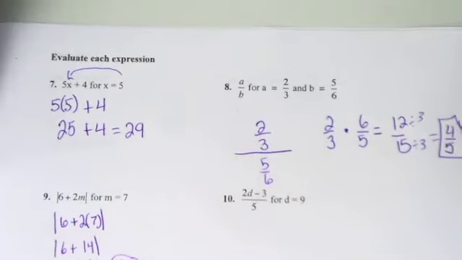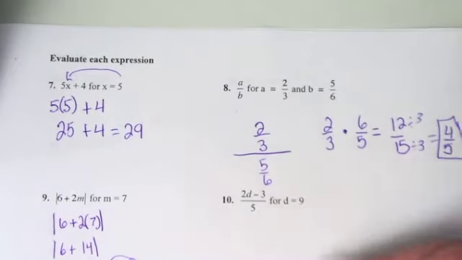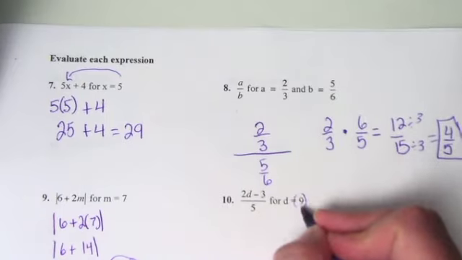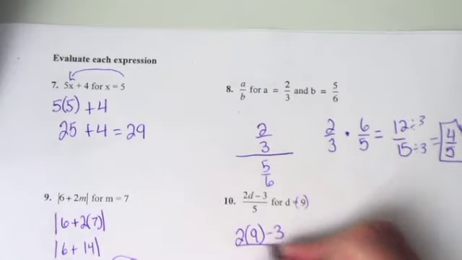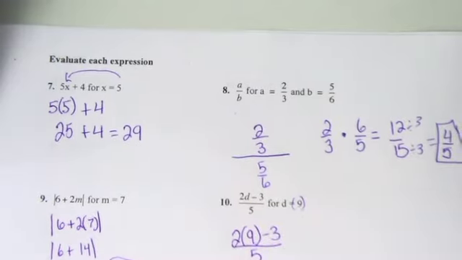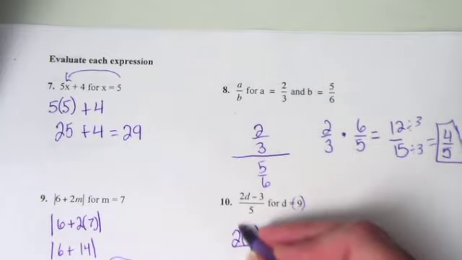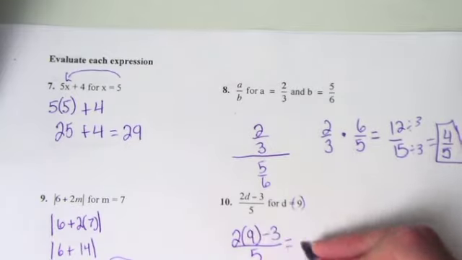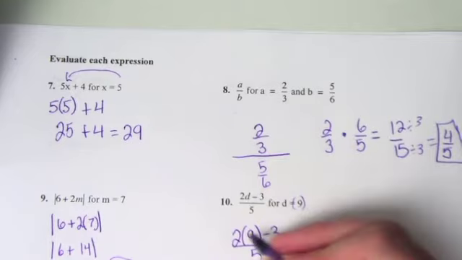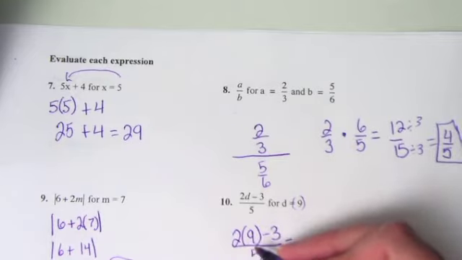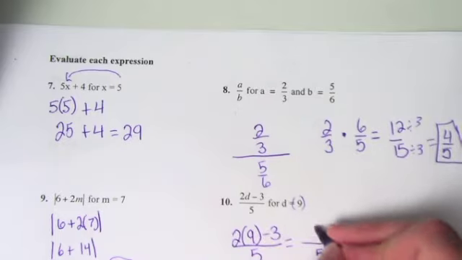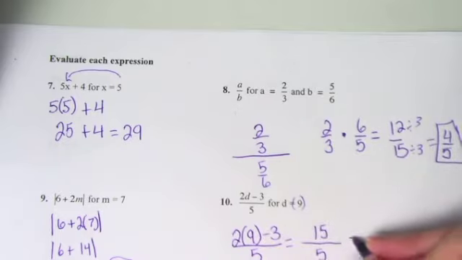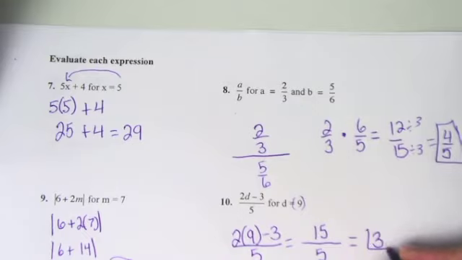All right, on number 10, we have 2d minus 3 over 5. We're going to put 9 in parentheses where the d is. So we get 2 times 9 minus 3 over 5. When you have an expression on the top and the bottom, you take care of those individually first. So we're going to take care of the top by itself. We'll leave the 5 on the bottom. On top, we get 2 times 9, which is 18. And then 18 minus 3 gives us 15, which will then give us 3.